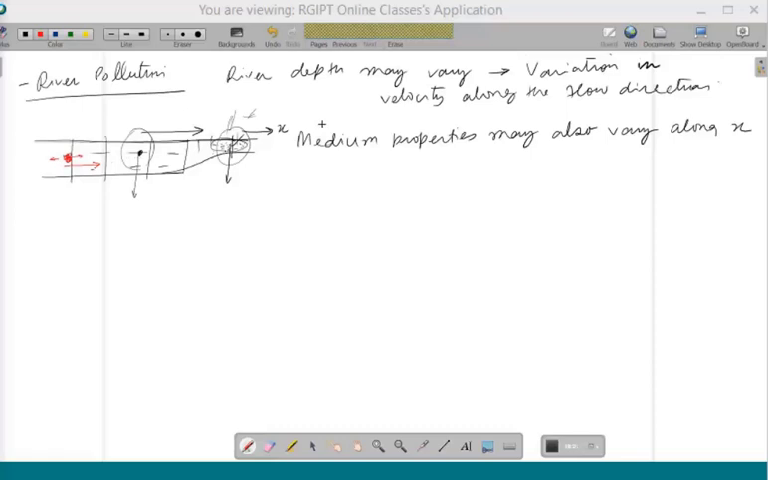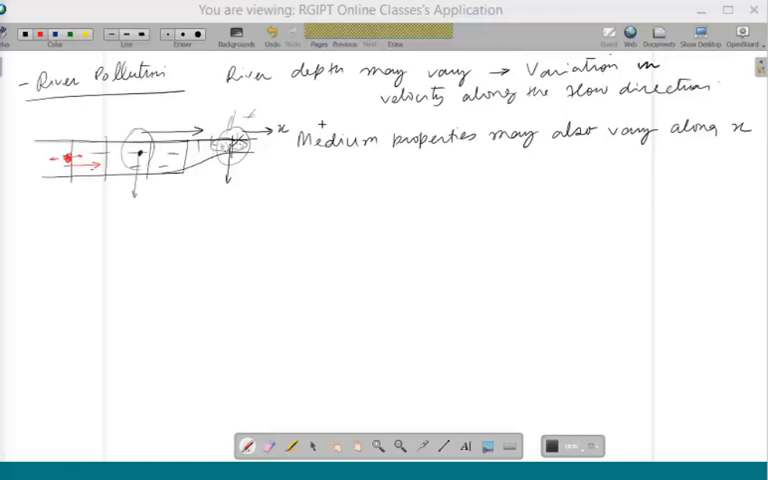So we have to model how this concentration behaves. How does the concentration profile look like at a particular time, and with time, how will it vary? So what would be the governing equation? What model equation can we form?